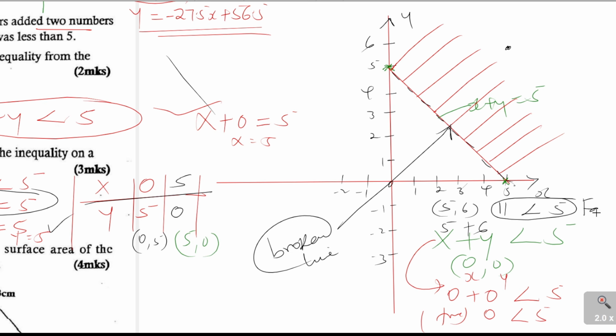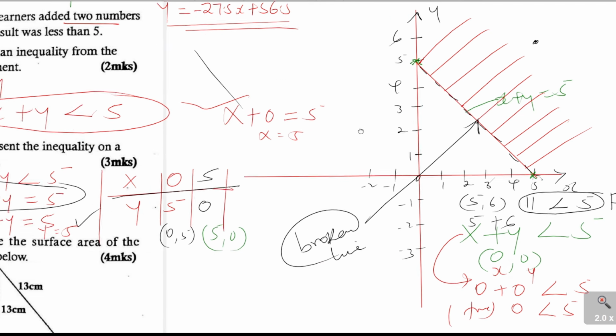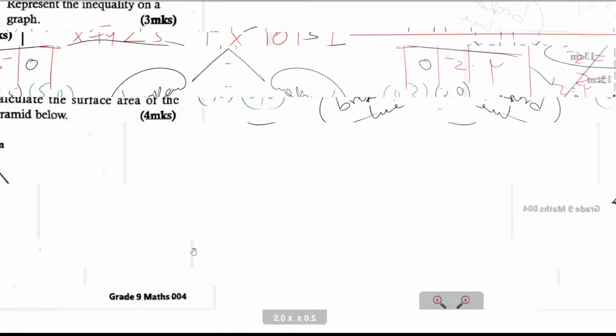That one is false. So you can see the point that I've taken from this side does not satisfy this inequality. But the point that I've taken from this side, 0, 0, satisfied the inequality. So this becomes the unwanted side and we shade the unwanted side. That one is clear. Now the last question.